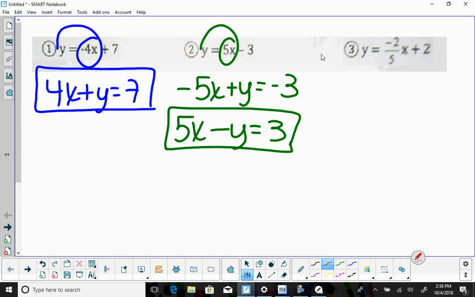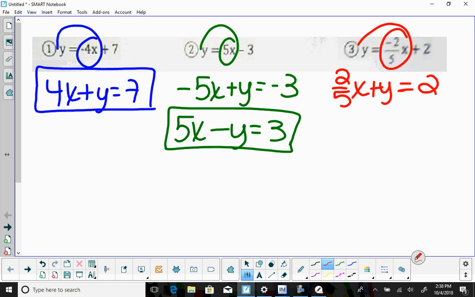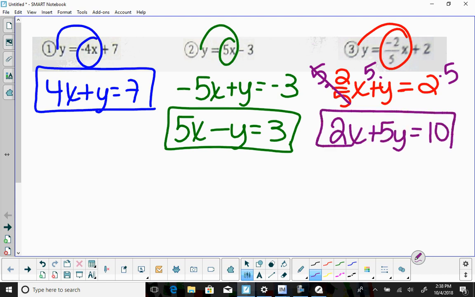All right, so we start getting into fractions here with number 3. Still the same steps. We're going to move first. Okay, my x is positive, so I'm good there. But now I need to get rid of that denominator. So I'm going to multiply everything in the problem by 5. That leaves me with 2x plus 5y is equal to 10.